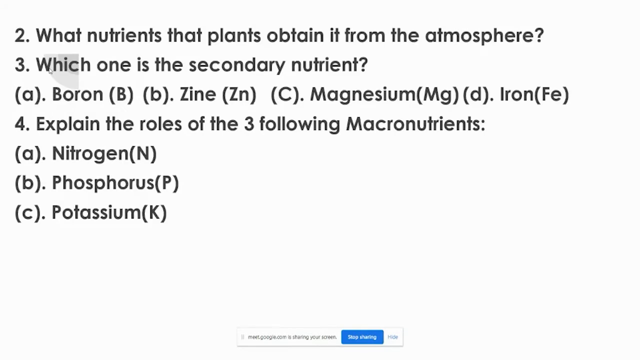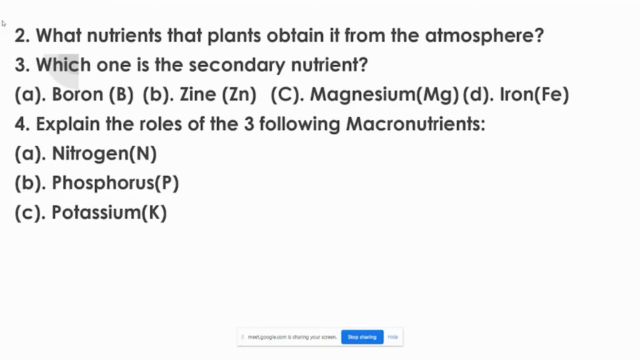Can I move to the third question? Yes, you can. Which one of the secondary nutrients? We have A boron, B zinc, C magnesium, D iron. So among these 4 you have to choose the one that is the secondary nutrient.